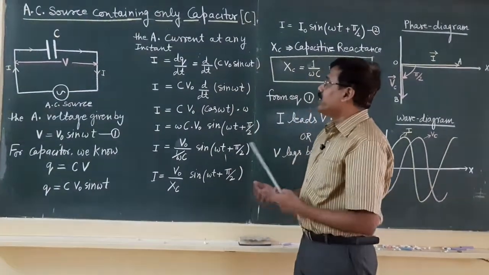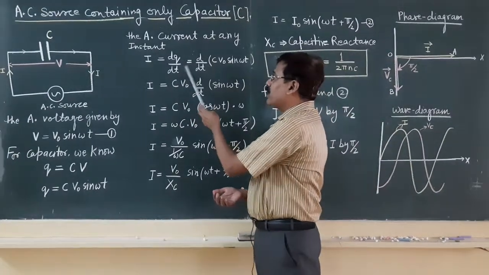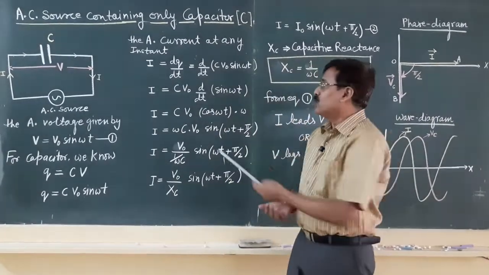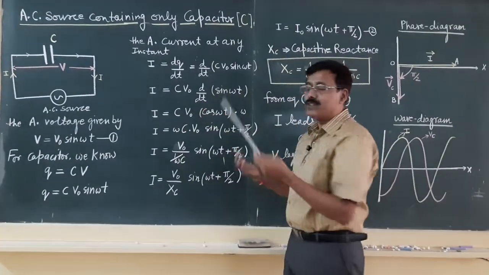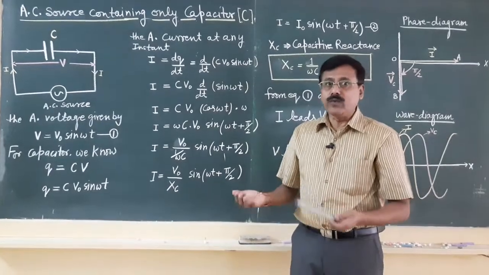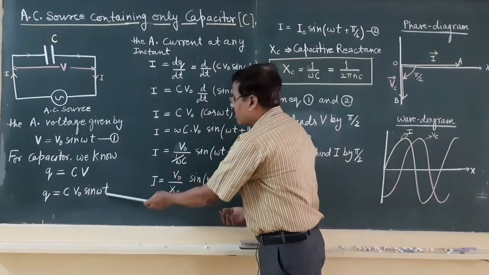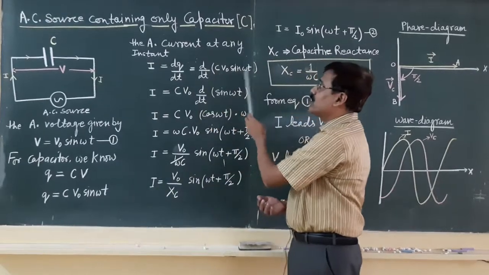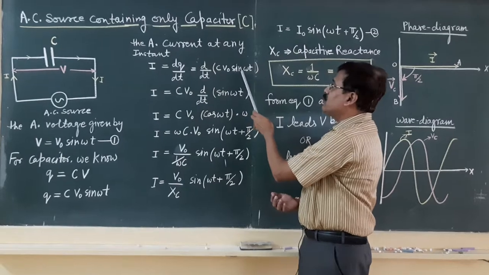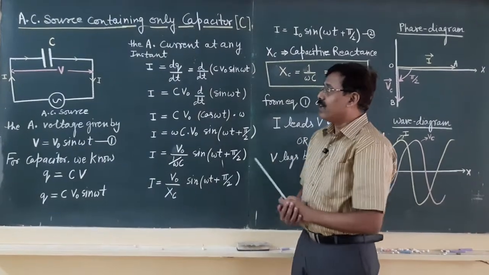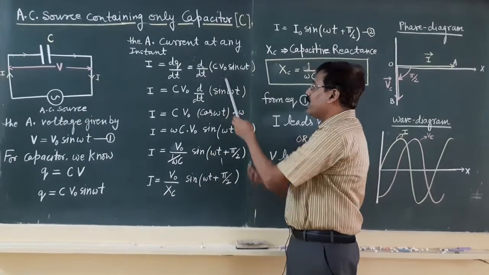Now, for instantaneous current, what we know is the current is the time rate of change of charge. So, I is equal to dq by dt, it means I is equal to the first differential coefficient of charge with respect to time. So, we will put the value of q in this equation. So, I is equal to d by dt of C V0 sin omega t.